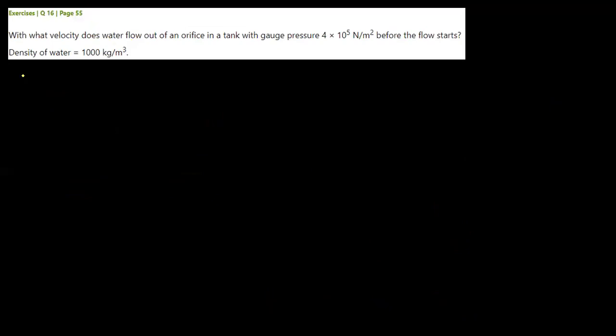With what velocity v you are supposed to find, with what velocity the water flows out of an orifice. Orifice means hole or a leakage, something. Gauge pressure is given. Gauge pressure means pressure difference. So suppose P2 minus P1 या P1 minus P2, कोई भी दो प्रेशर्स के डिफरेंस को गेज प्रेशर बोलते हैं. Suppose that is given to you.